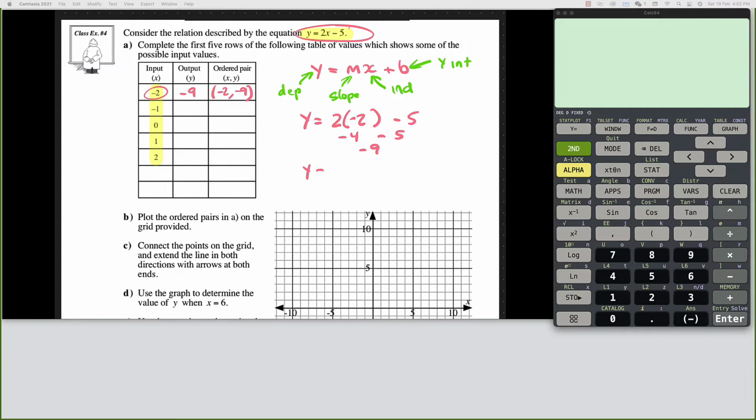So for the second one, y equals, again, it's 2 times whatever the input is minus 5. In this case, it's going to be -1. And I have -2 minus 5, which is -7. So this is going to be a -7, giving us the ordered pair of -1 and -7.